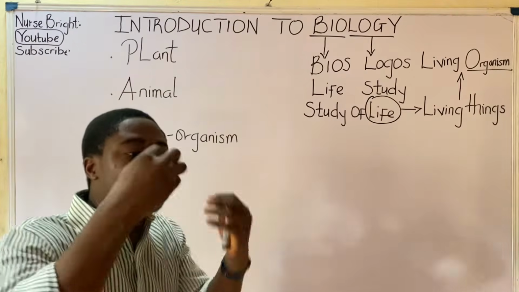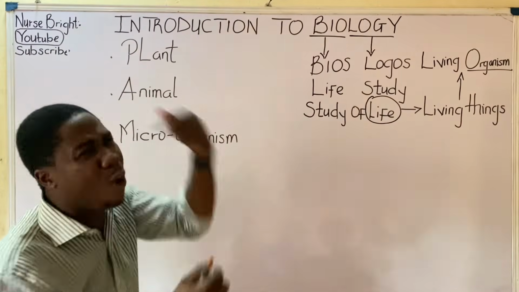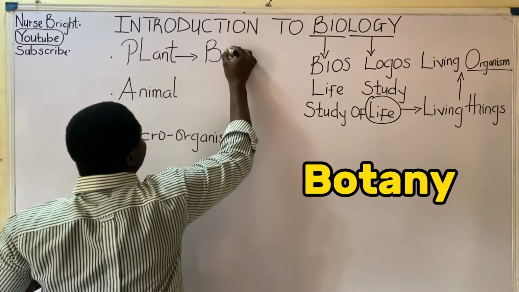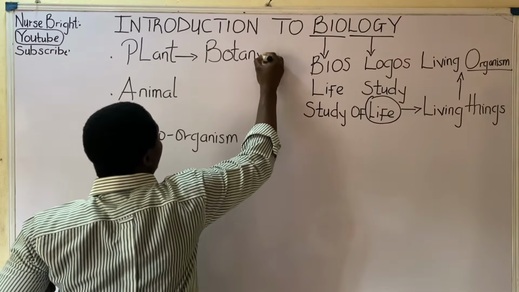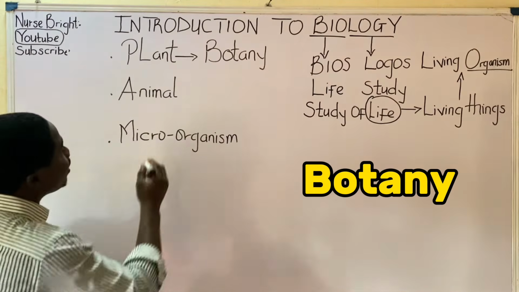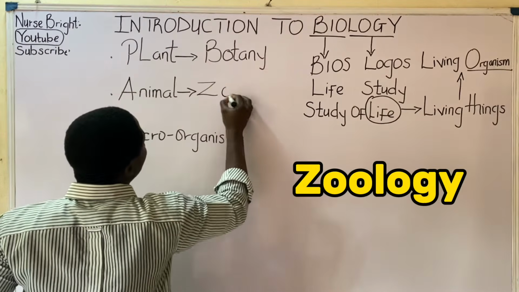So when we study plants as a branch of biology, what do we call that? It is regarded to be called botany. This must be noted. The study of plants is regarded to be called what? Botany. When we study animals, it is regarded to be called zoology.